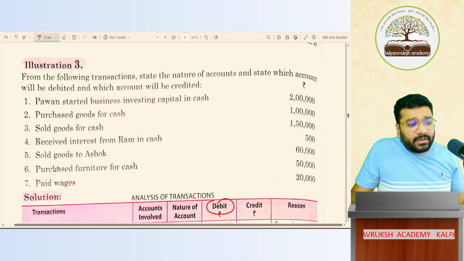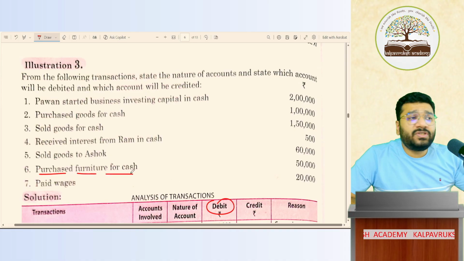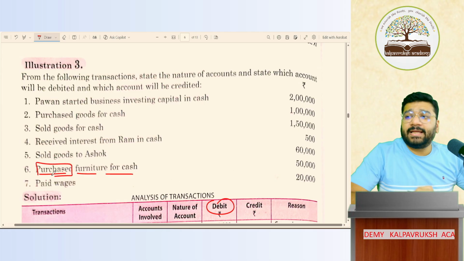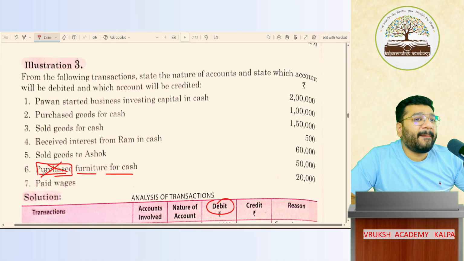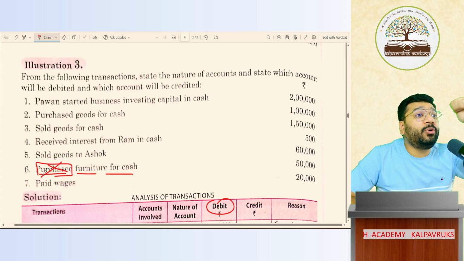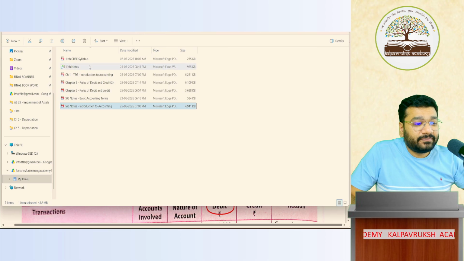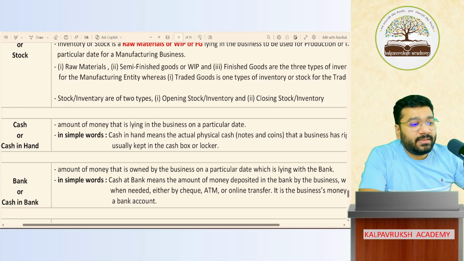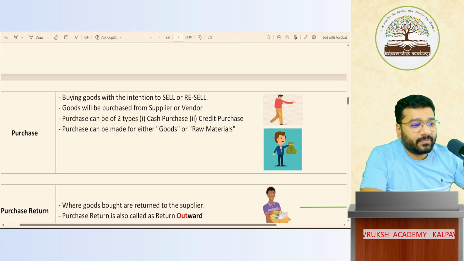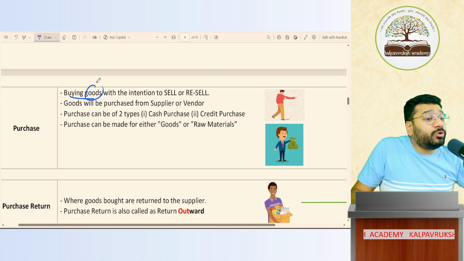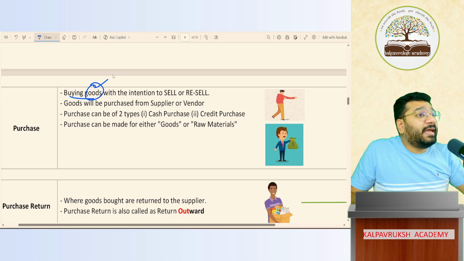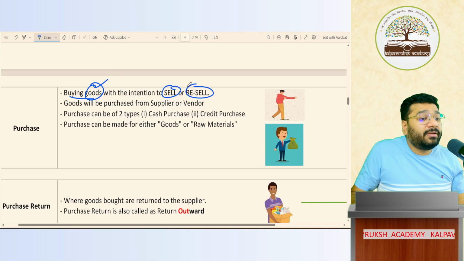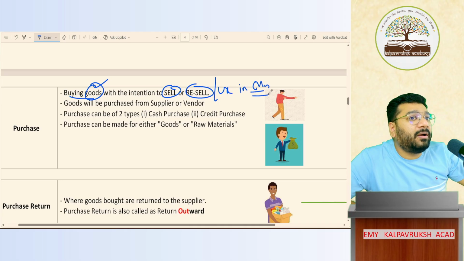Purchased furniture for cash. Which account? Purchase account. Wrong. In purchase account, what do you take? What is the meaning of purchase? Anything that I buy, any goods that I buy, not assets. I never use the word buying asset. So what will go to purchase account? Goods. And that too, that good should be purchased with intention to sell or resell or use in manufacturing. Got it, not got it?